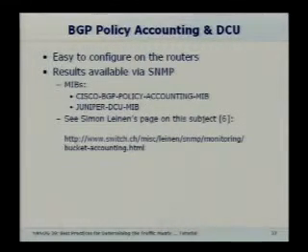Simon Leinen from SWITCH pointed me to a nice web page he has made, with the URL written down here, where he explains a bit on how you can access the data for both BGP Policy Accounting and the Juniper DCU. He has also provided a library for using SNMP and Perl. There are links to the MIBs there. So if you're ever interested in doing something with these features, that would be a very good place to get started.